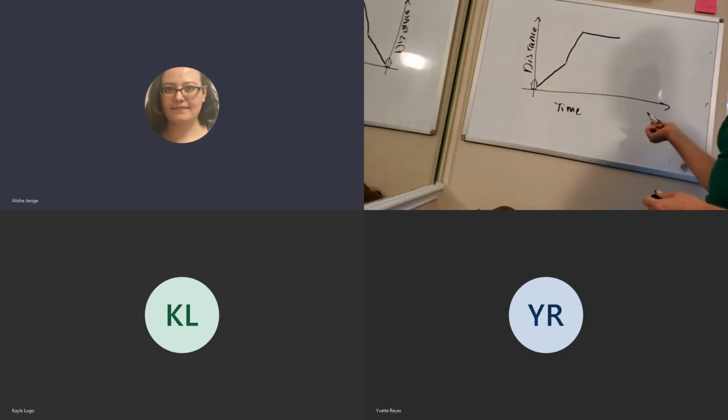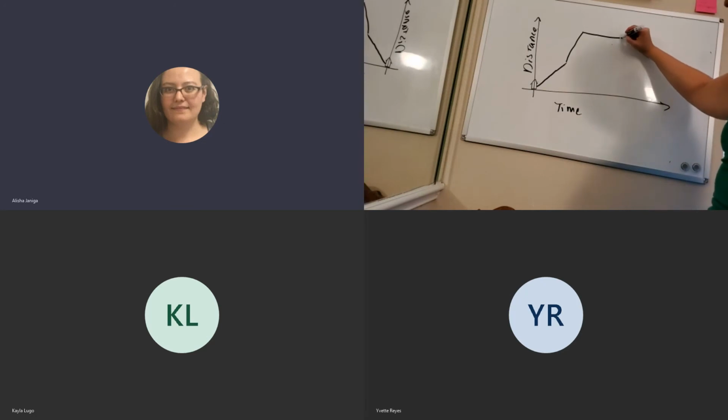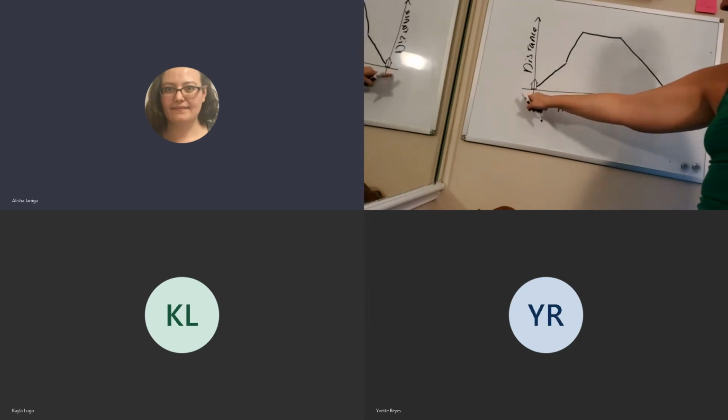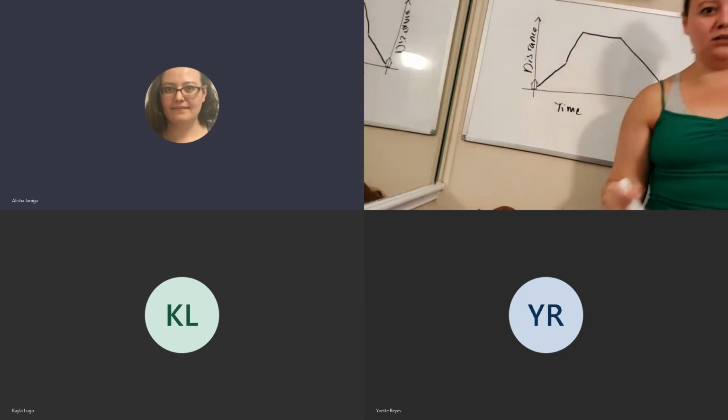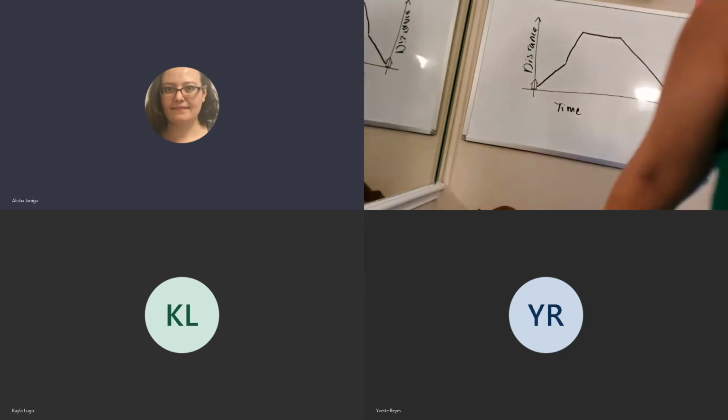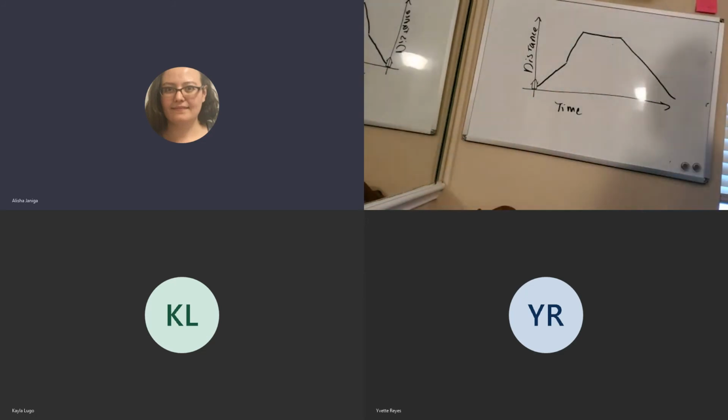And now that you're rested, you start to walk back home. If your distance is decreasing from wherever you're starting from, that means that you're getting closer. As I walk closer to the table, there's less distance between me and the table. The distance goes down. And so if you want the average speed, you just find the slope.